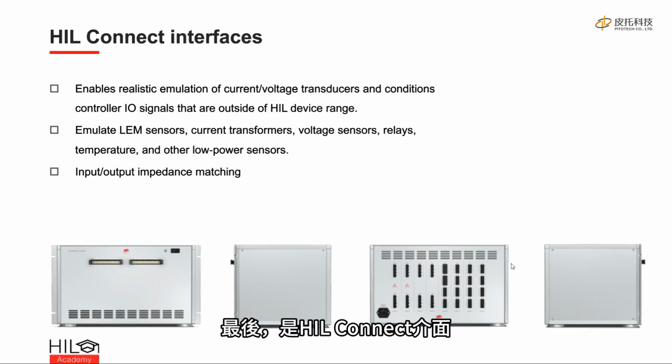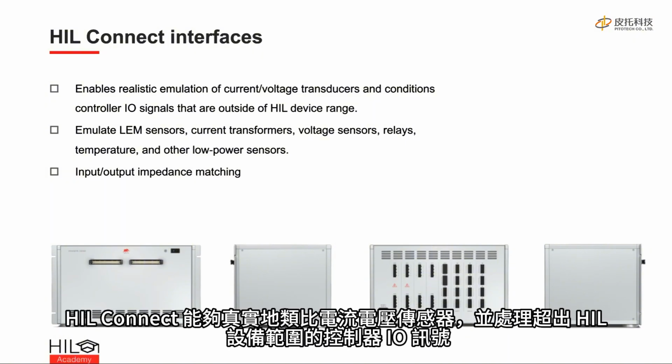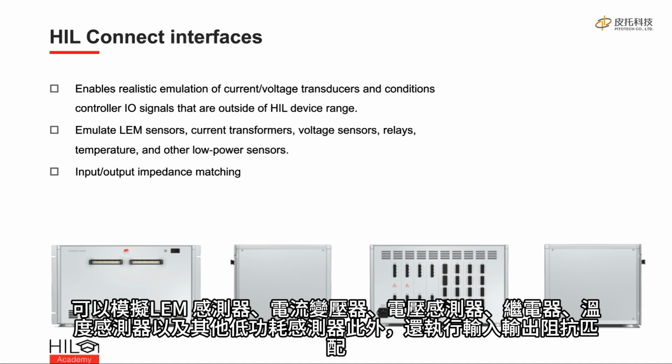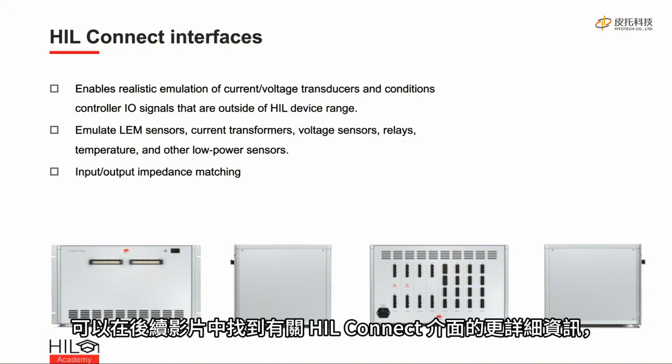Last but certainly not least is the HIL Connect interface. HIL Connect enables realistic emulation of current and voltage transducers and conditions controller I/O signals that are outside of the HIL device range. It can emulate LEM sensors, current transformers, voltage sensors, relays, temperature sensors, and other low-power sensors. Also, it does input-output impedance matching. You can find out more detailed information about HIL Connect interfaces in the video below.